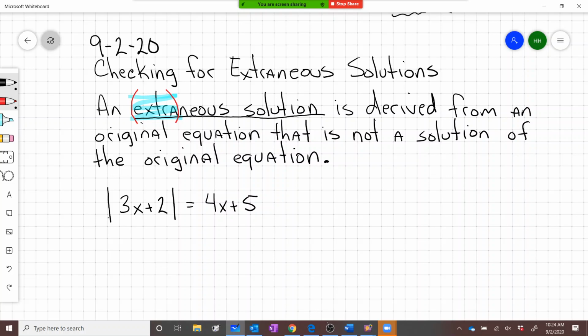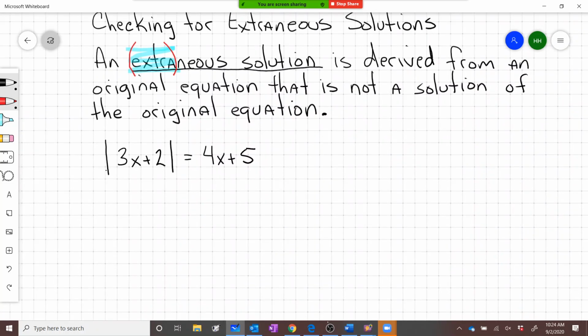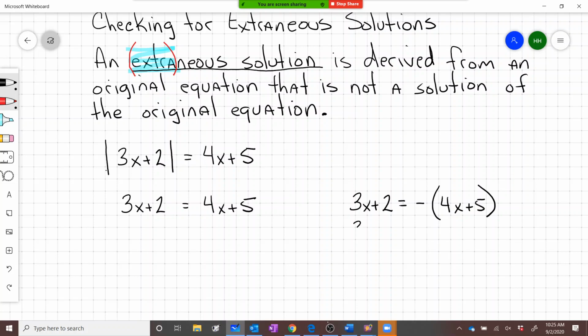Okay, so right here we're going to solve and we're going to check for extraneous solutions. We've got just the absolute value symbol on the left-hand side of the equal sign, so we're going to rewrite the equation. You have to be careful when you rewrite these equations because you've got two terms on the right-hand side. We take the 3x plus 2 and make it equal to the 4x plus 5. And then we take the 3x plus 2 and make it equal to the negative of the 4x plus 5. What that means is you have to negate both terms in that binomial. So on the right, this equation, you get 3x plus 2 is equal to negative 4x minus 5.